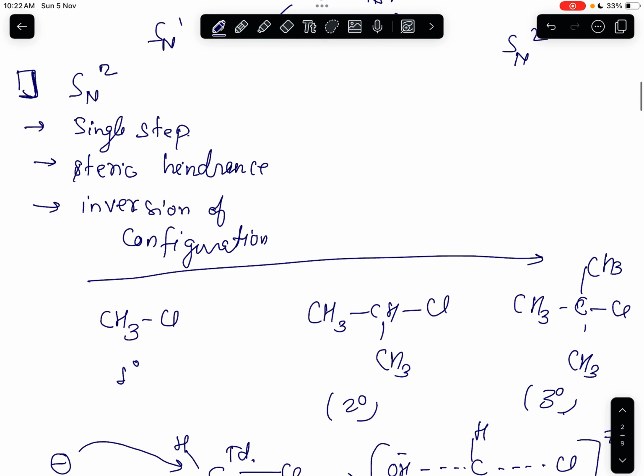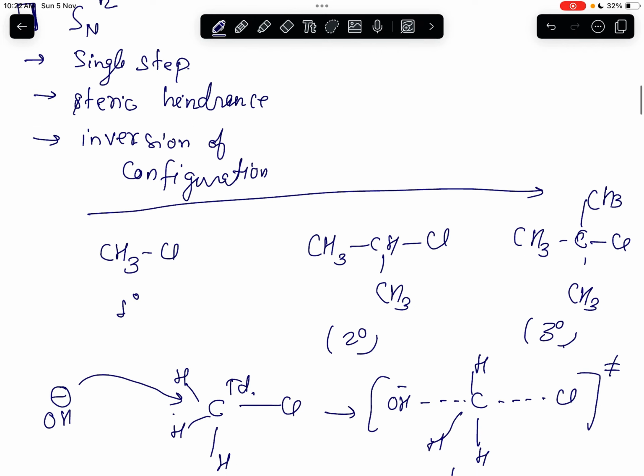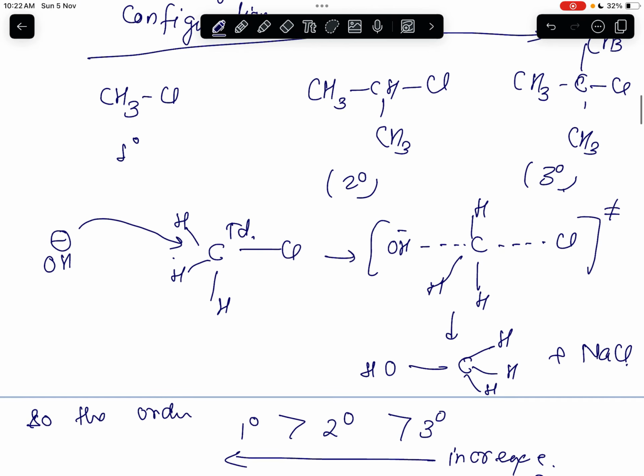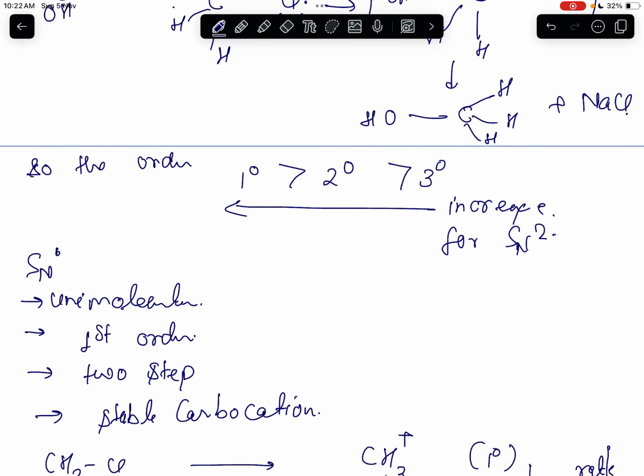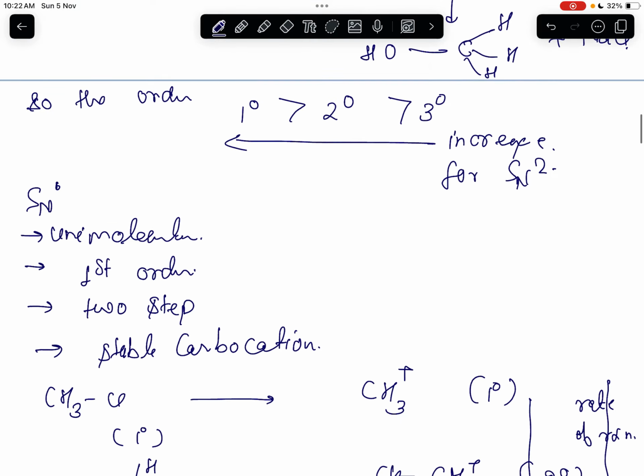In the case of SN2, it is a single step reaction and the rate is determined by the steric hindrance. As a result, inversion of configuration takes place because OH minus cannot approach from the side of chlorine because of the 3 lone pairs; the repulsion will occur. That's why inversion of configuration takes place, and in increasing order 1 degree, 2 degree, 3 degree, the 1 degree has the highest rate of reaction in SN2.